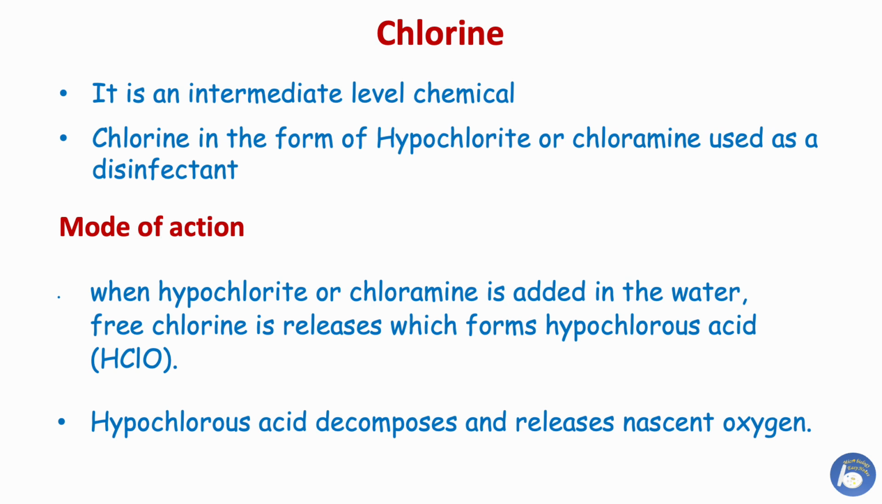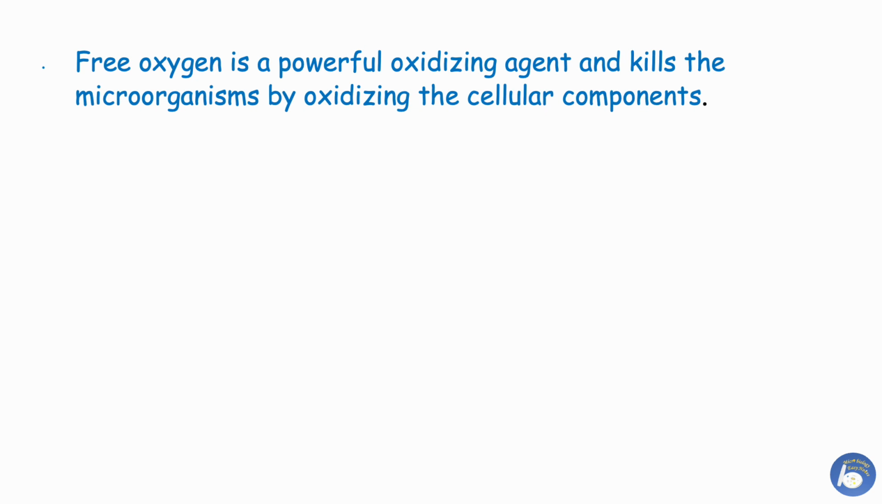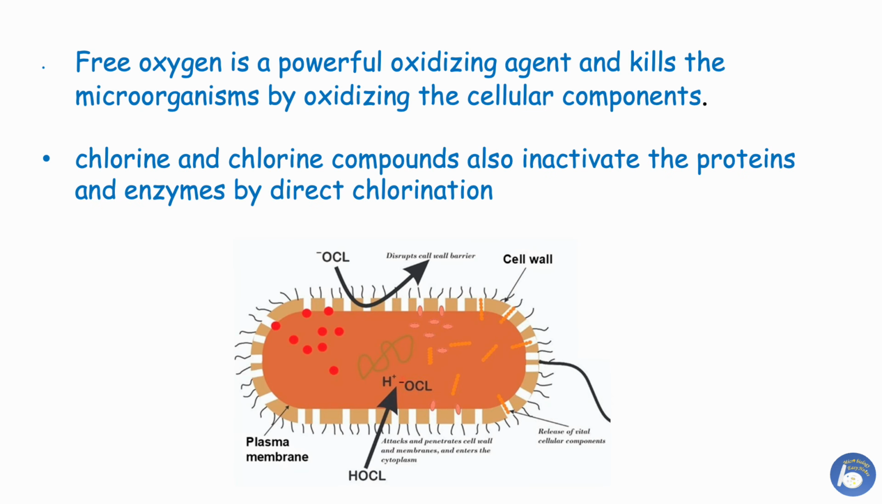Chlorine. Chlorine is an intermediate level chemical. Chlorine in the form of hypochlorite or chloramine is used as a disinfectant. Mode of action. When hypochlorite or chloramine is added to water, free chlorine is released which forms hypochlorous acid. Hypochlorous acid decomposes and releases nascent oxygen. Free oxygen is a powerful oxidizing agent and kills the microorganism by oxidizing the cellular components. Chlorine and chlorine compounds also inactivate proteins and enzymes by direct chlorination.